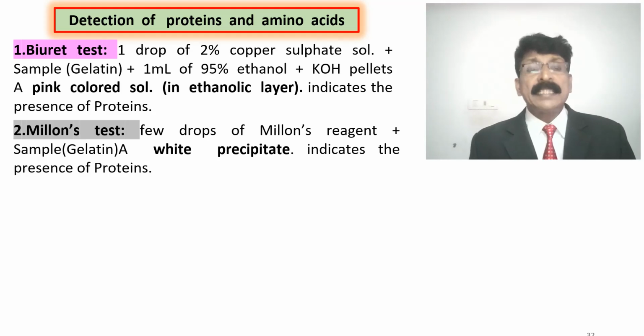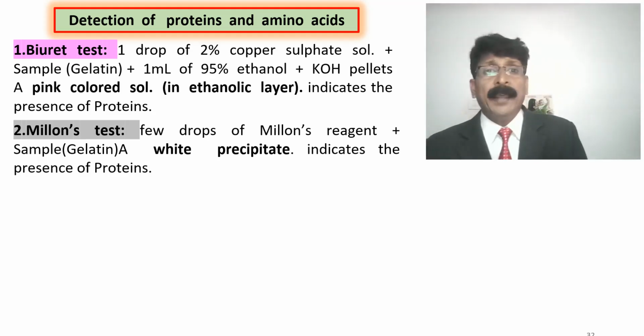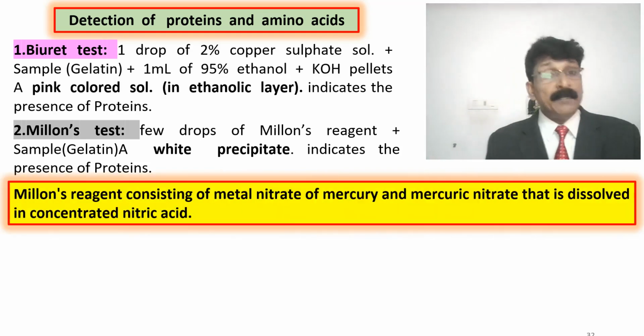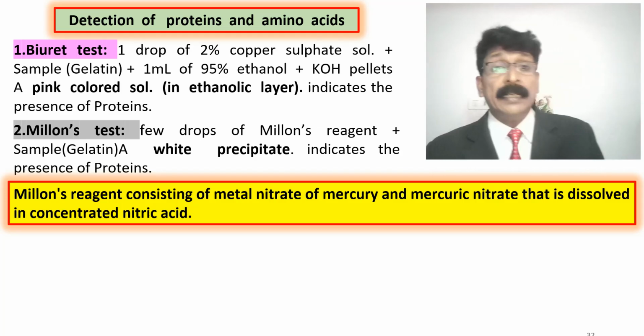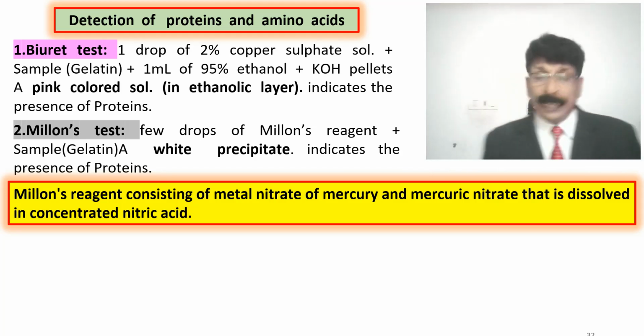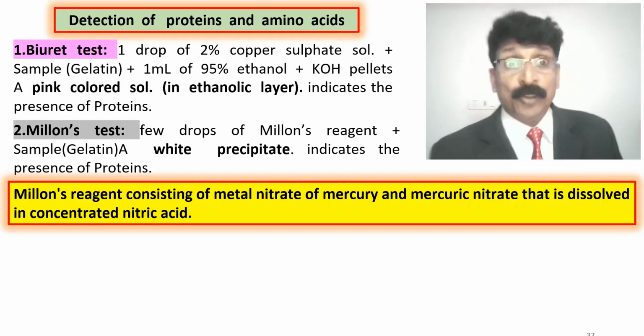Millon's test: a drop of Millon's reagent plus a sample of gelatin; a white precipitate indicates the presence of protein. Millon's reagent is a solution of mercuric nitrate dissolved in concentrated nitric acid. You should know what Millon's reagent is.